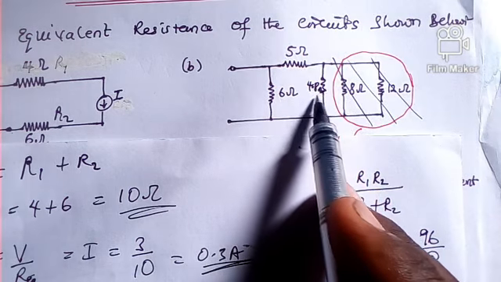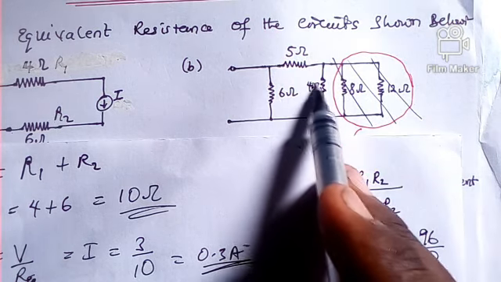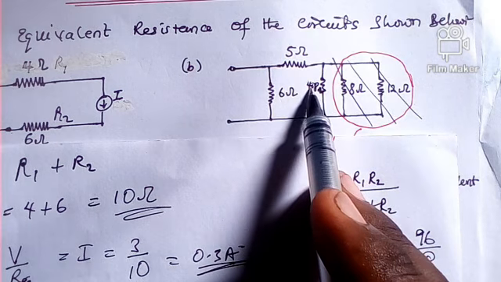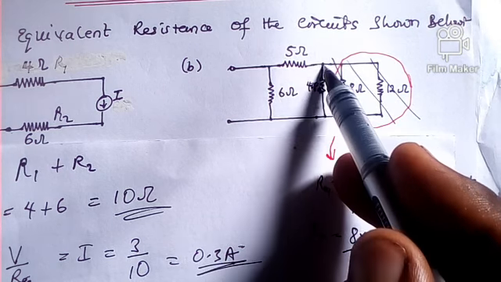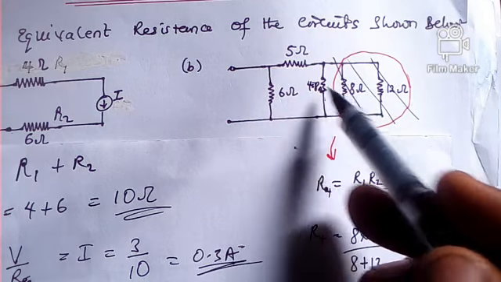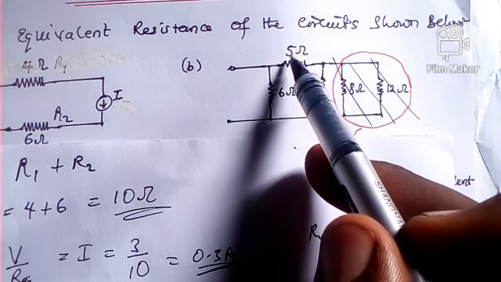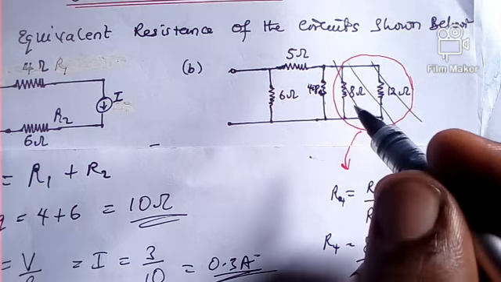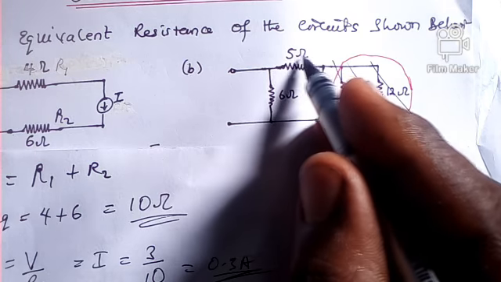So what are we going to do now? Now we've seen that we have reduced these two resistors to just one equivalent resistance of about 4.8 ohm. Now this 4.8 ohm is in what? Is it in series or in parallel with which one here? So let's check it out. Let's check the connection of this one and see what we have. So we can see that this 4.8 ohm here is in series with this 5 ohm resistor.